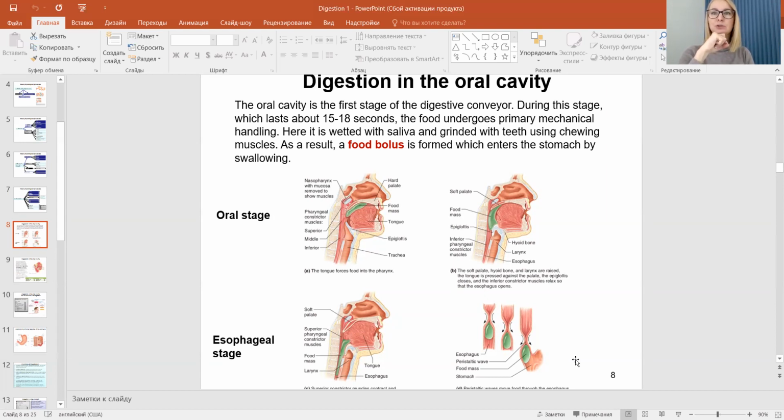And with the larynx and trachea sealed off, pharyngeal muscles contract to force the bolus into the esophagus. Now, the esophageal stage of swallowing begins after that. The swallowing center triggers a primary peristaltic wave that sweeps from the beginning to the end of the esophagus, forcing the bolus ahead of it through the esophagus to the stomach.